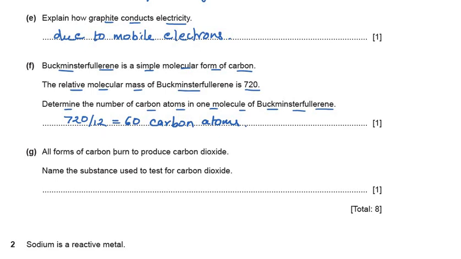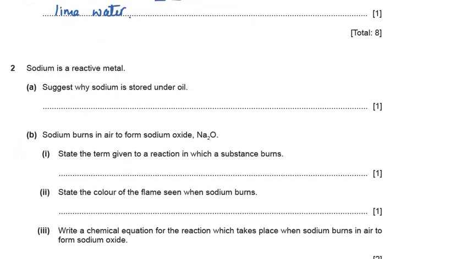Next question: all forms of carbon burn to produce carbon dioxide. Name the substance used to test for carbon dioxide. Now we know that the substance used to test for carbon dioxide is lime water, because on passing carbon dioxide, lime water turns milky. Let's see the next question, question 2.